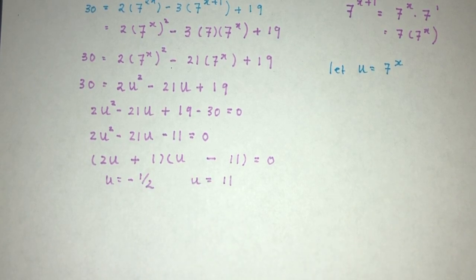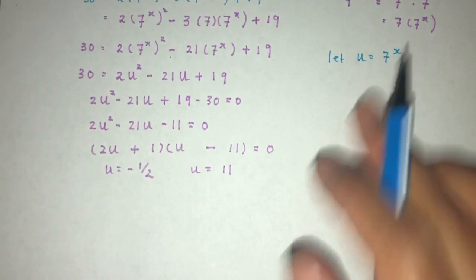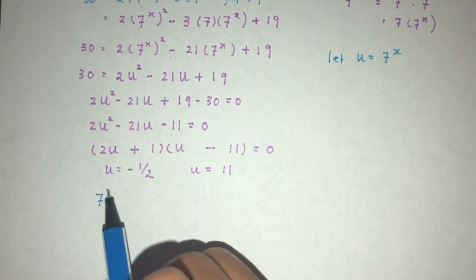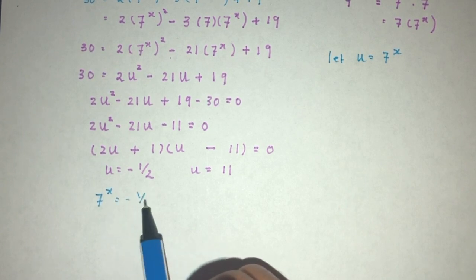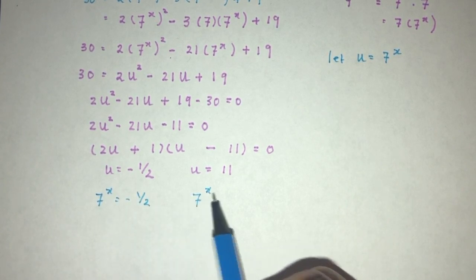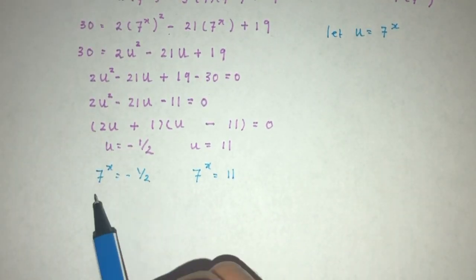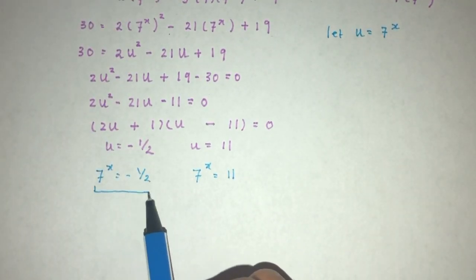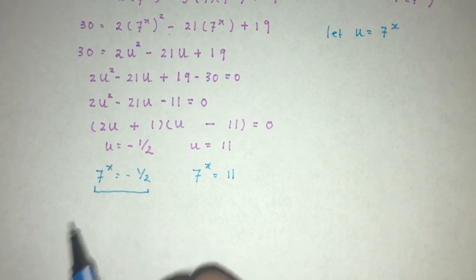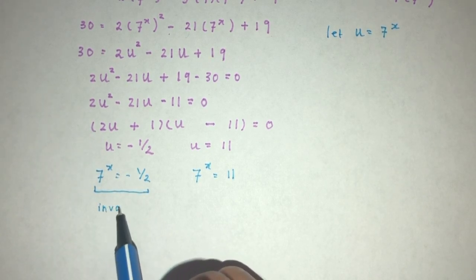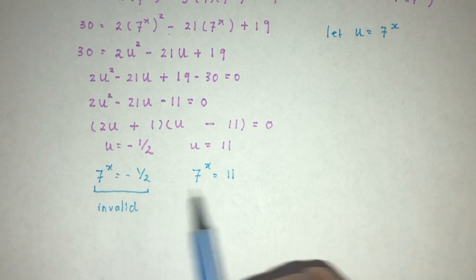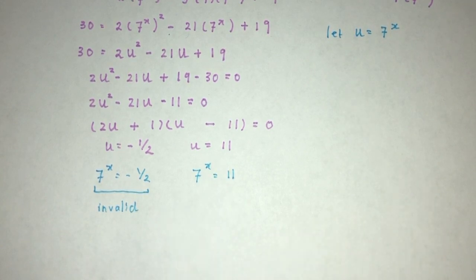But now obviously we're not trying to find the value of u, we're trying to find the value of x. Replace back u. u is equal to 7 power x, that will be minus half, and 7 power x, that is 11. Now we have to understand that it cannot be negative, obviously. Something has to be always positive, so this will be invalid. Now for this one we have to find the value of x, so let's find out.